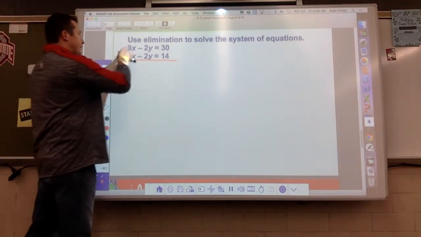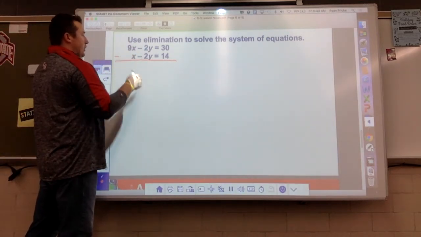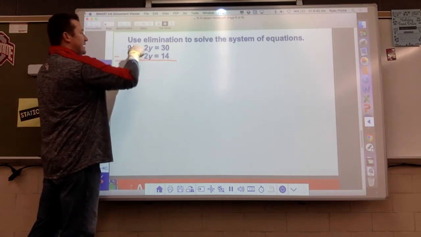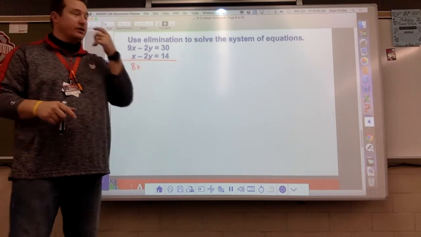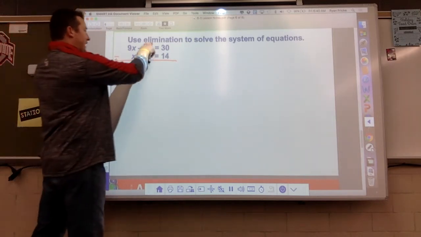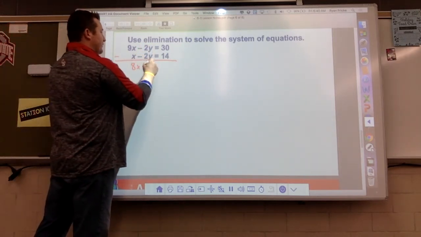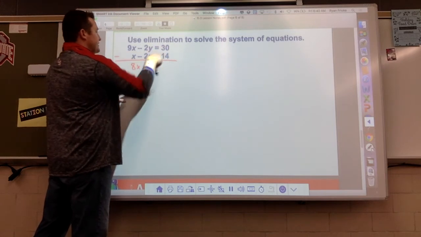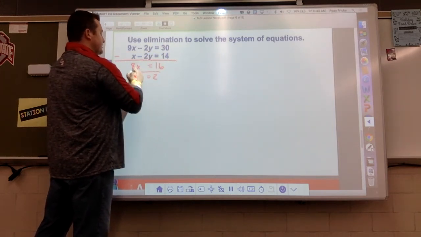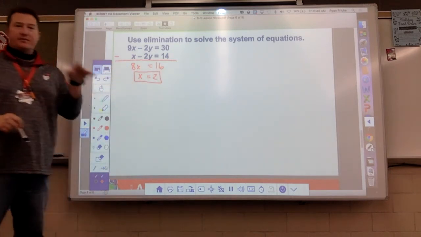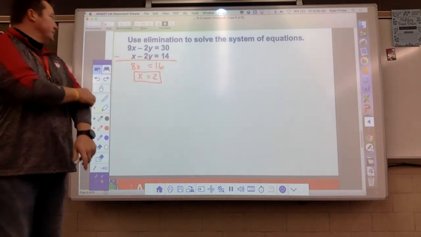All things could happen. So 9x minus 1x is 8x. Negative 2y minus negative 2y, double negative would turn to addition, okay? And that's why y eliminates itself. 30 minus 14, 16. Again, easily solved because we did some good arithmetic here. X is 2, all right?